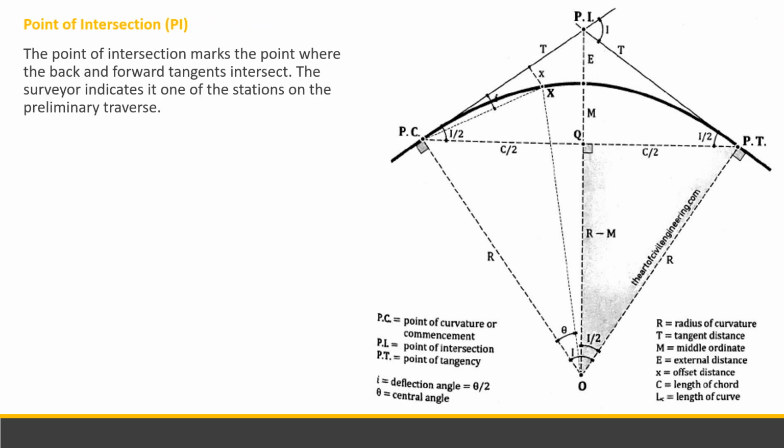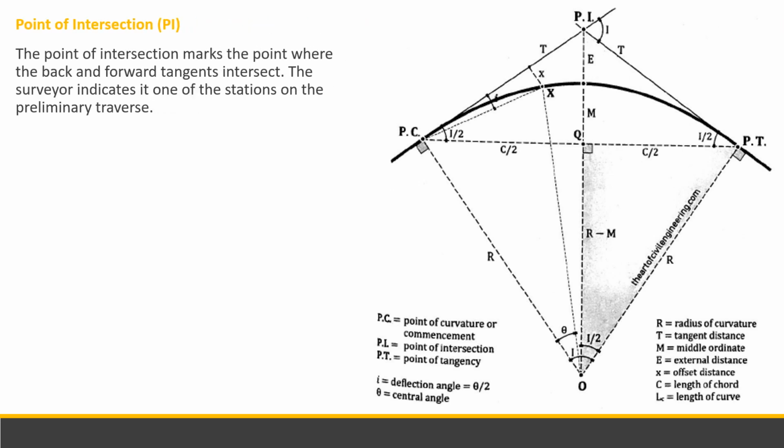We will discuss yung mga variables na nandyan. Starting with is point of intersection. The point of intersection marks the point where the back and forward tangents intersect. The surveyor indicates it as one of the stations in the preliminary traverse. So this is the point of intersection, itong PI.